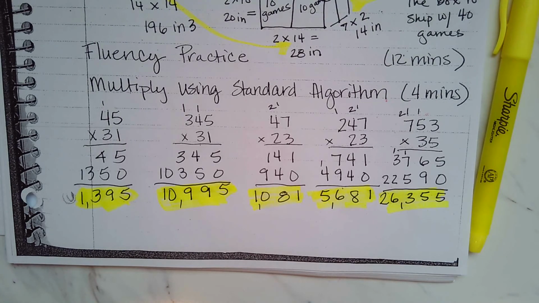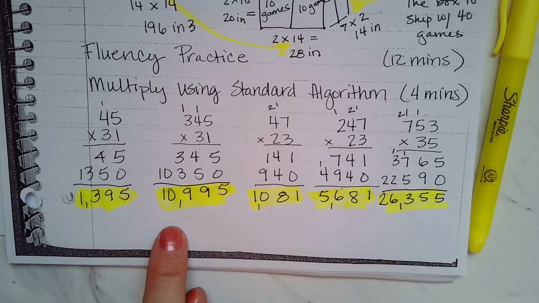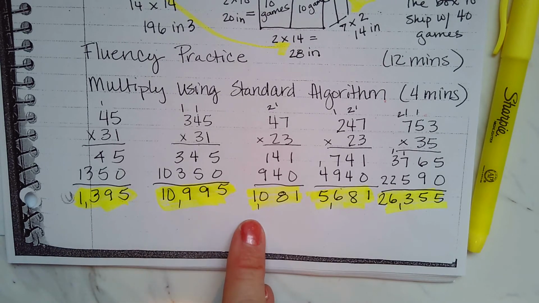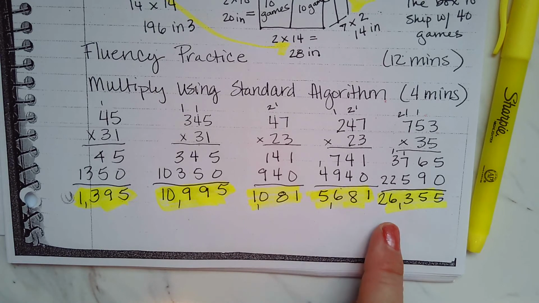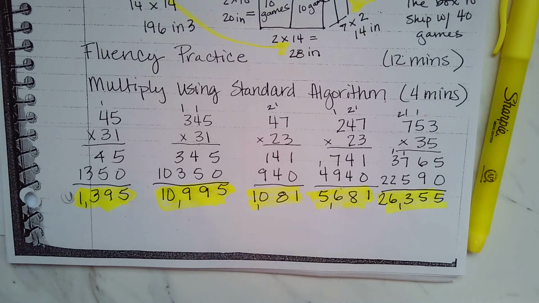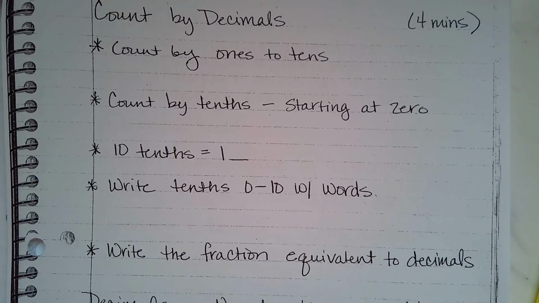All right. So the answers are 1,395, 10,995, 1,081, 5,681, 26,355.